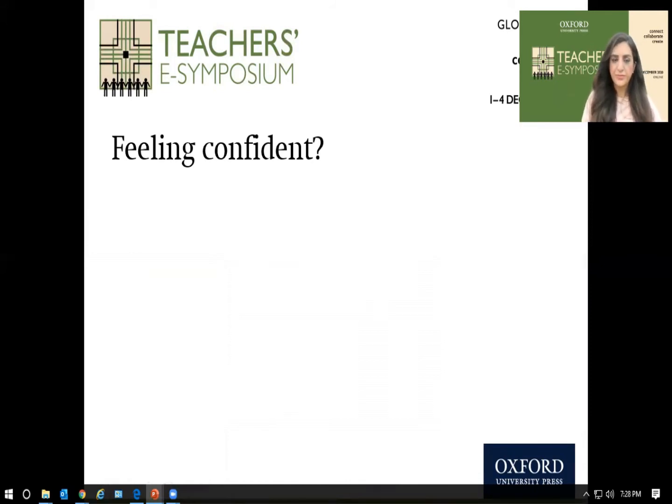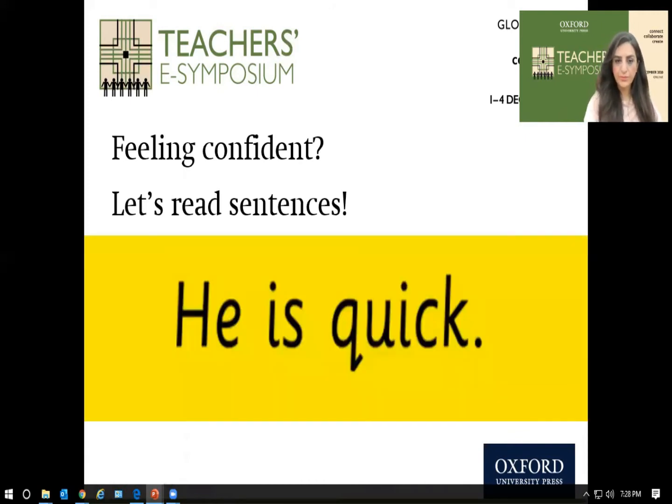Great, so are we feeling a little more confident now? Let's try to read a sentence now. He, is, qu, i, k, quick. He is quick. So again, using the same protocol, whenever we are decoding, we're going to use the same protocol.